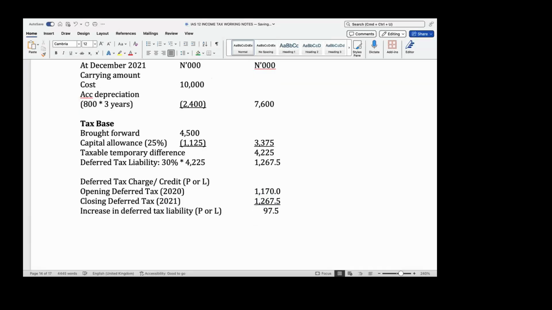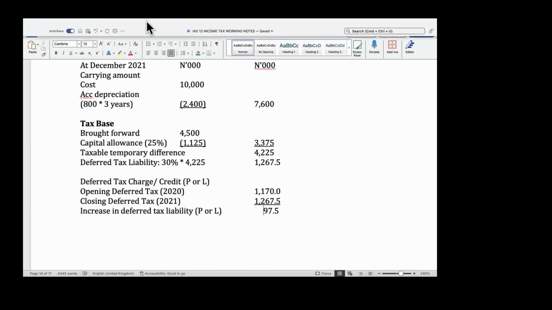I just want to get the difference. Okay, here we have deferred tax liability. So this difference, this 97.5, now that will be added to P&L, will it be added to income tax or will it be deducted from income tax? Will it be added or deducted? It's going to be added.